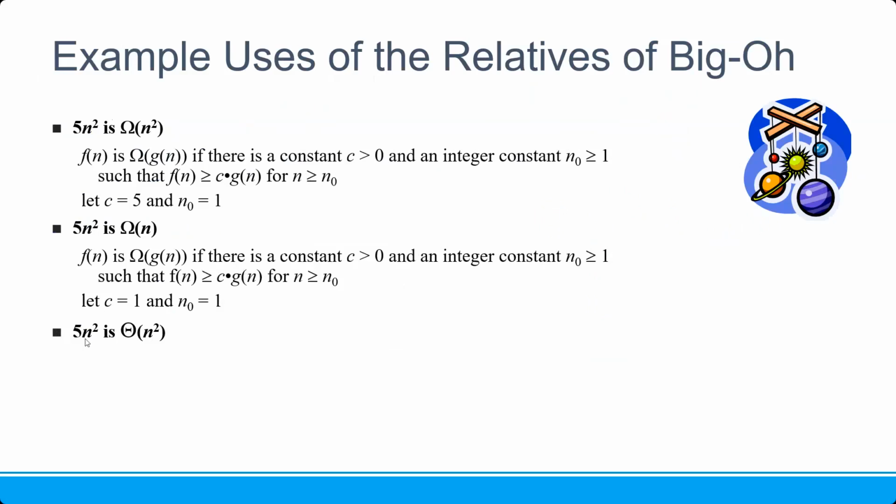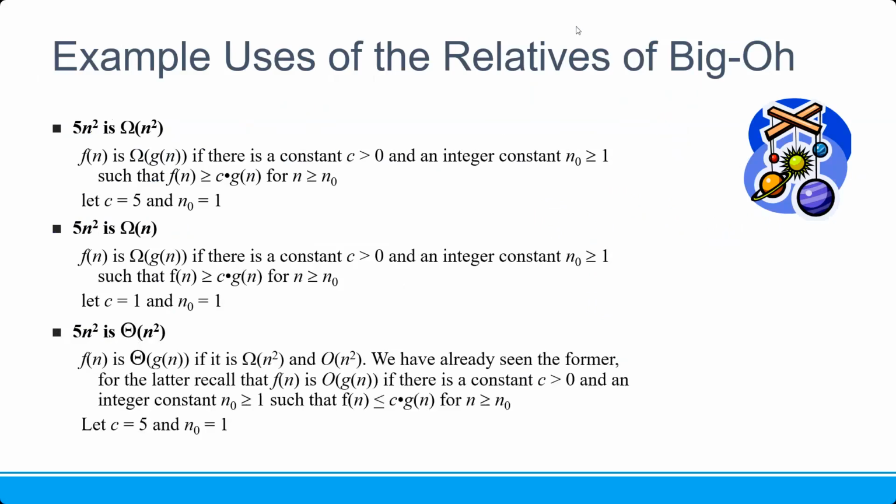What about this one? 5n^2 is big theta of n^2. Okay, this one, because we have n^2 and it equals n^2, it is true. Later on, we can try with the derivation. So we get 5 as the constant and n0 equals 1.